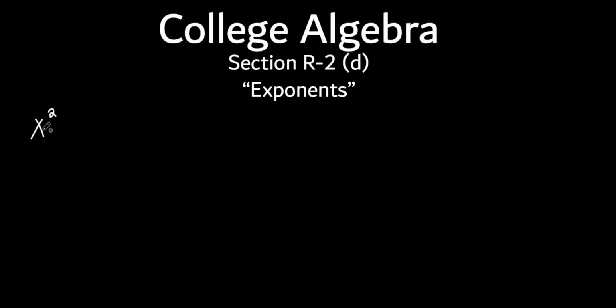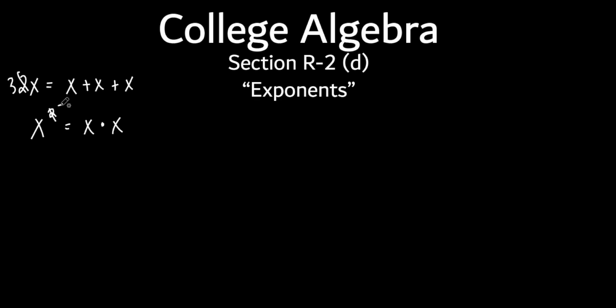What does that mean when I have an x and a little tiny 2 up there? Does that mean 2 times x? No, it means x times x. Very good. What does 2x mean? 2 times x, or it's really x plus x, isn't it? What if this was 3x? Then this would be x plus x plus x. Everybody see that? But x squared would be x times x.